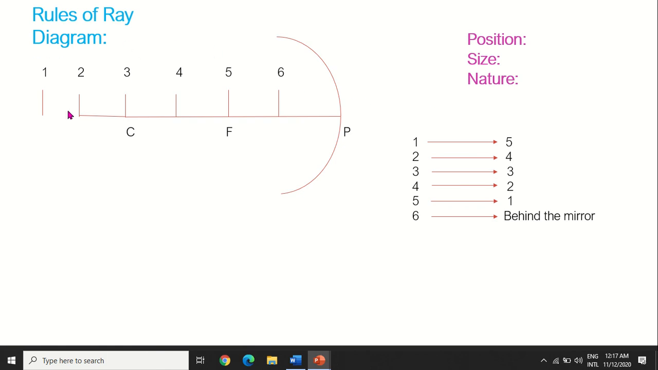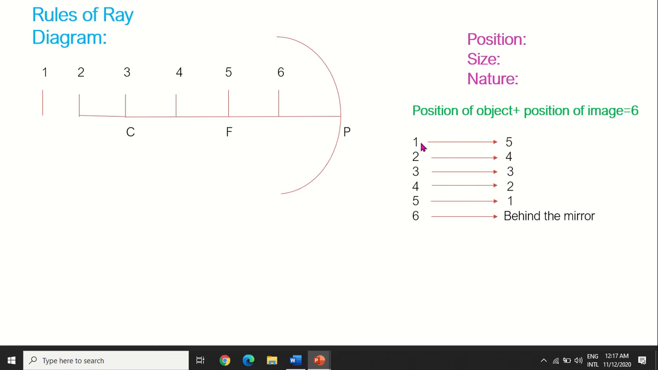So for this position, we will determine the position of the image on the mirror. It is very easy to find out, and there is a shortcut technique. You have to remember that position of the object plus position of the image equals 6. That means if you add the position of the object and position of the image, the sum will always be 6.